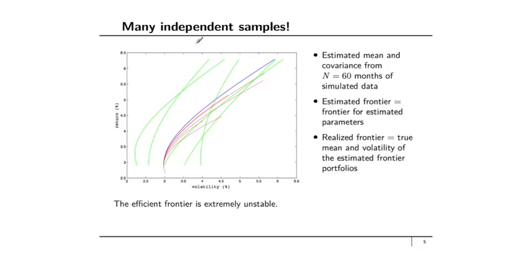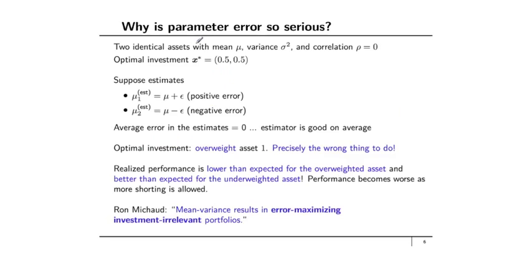So we want to understand why this happens. Why is there such a big gap between what happens in the estimated frontier and what is actually realized? Why is the estimated frontier so unstable, and is there anything that we can do to remove this gap and remove this instability? Why is parameter error so serious? In order to understand this, let's walk through a very simple example.